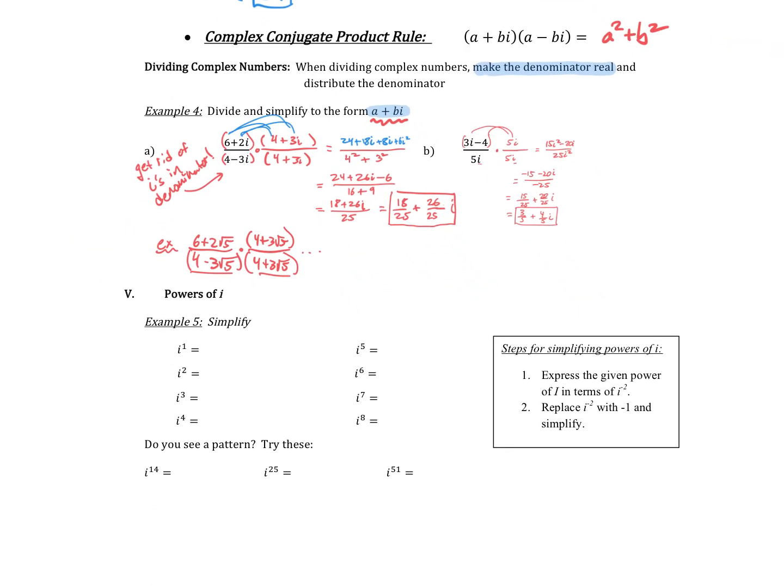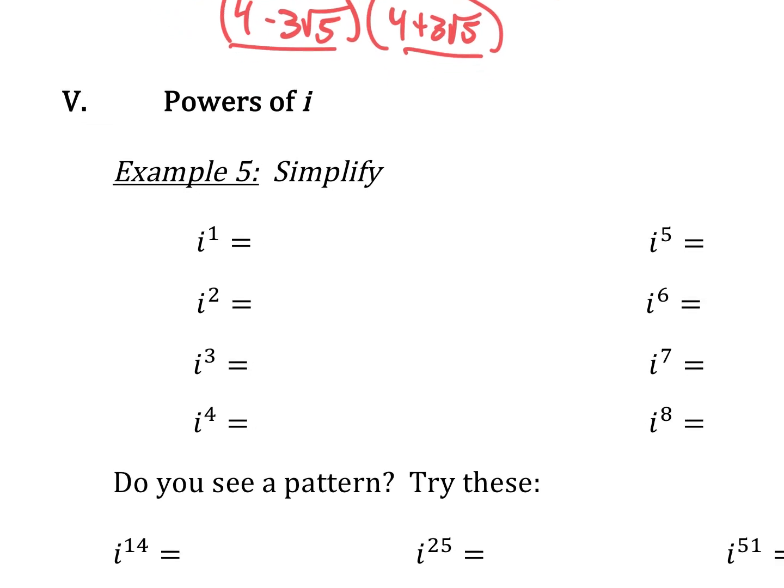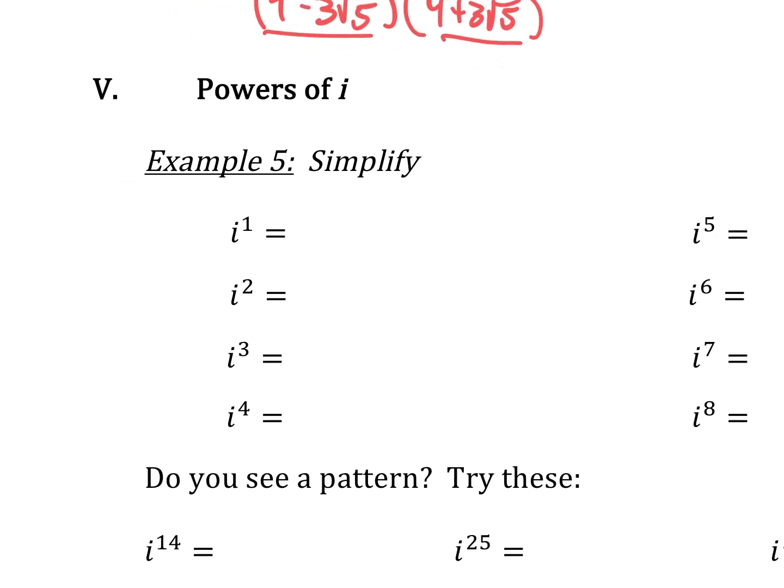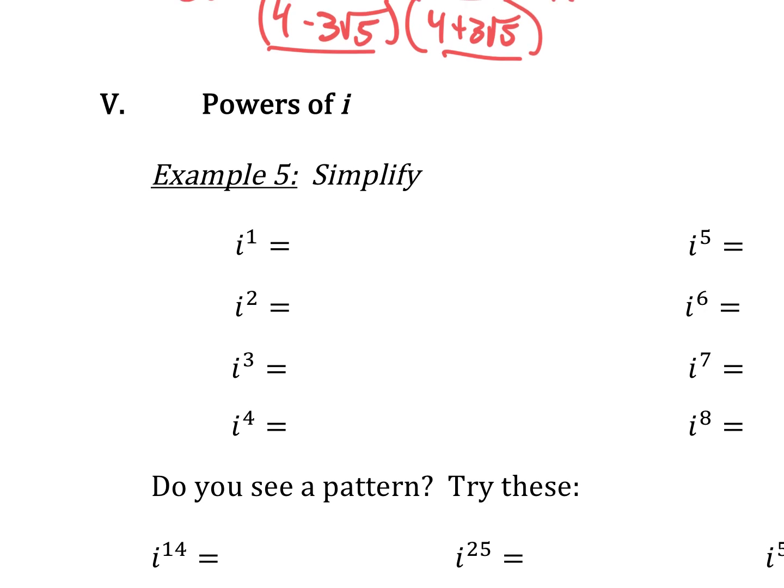All right, last little bit here we want to look at is what happens when we have exponents or powers. Let's look at a pattern here. i to the first power is just i. i to the second power we know is negative 1. We talked about that. What about i to the third power? Well, i to the third power is like i squared times i to the first, right? Well, i squared is negative 1, and i to the first is i. So we get negative i.